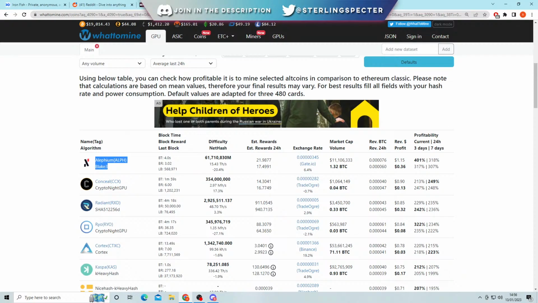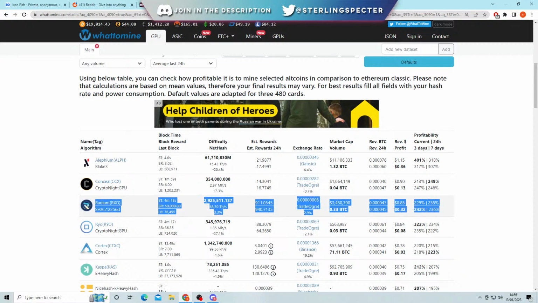Let's have a look now. Right, so we've got Altherium, Conceal, and then Radiant is the coin that we're actually giving away here. So it's still profitable on the 4090 by a decent amount, actually, by 32 cents. That's at 10 cents per kilowatt hour. And we've known for a while that this coin is profitable, but it's also an ASIC mineable coin.